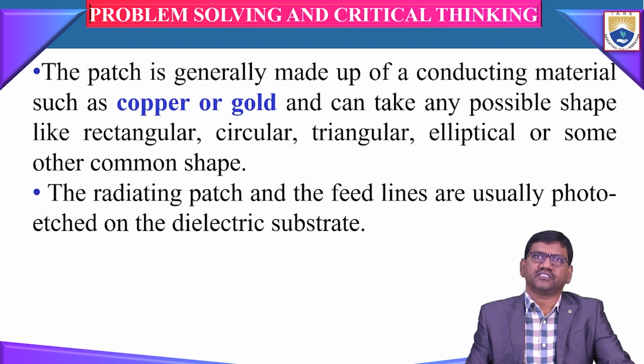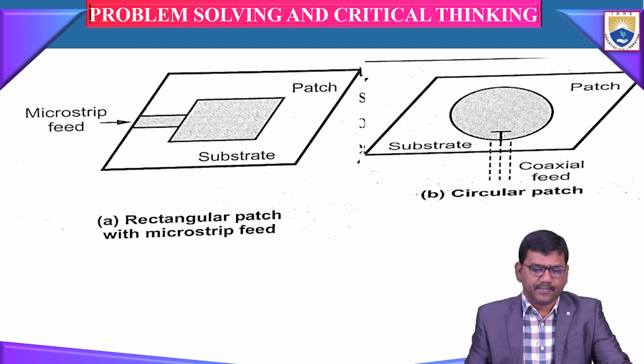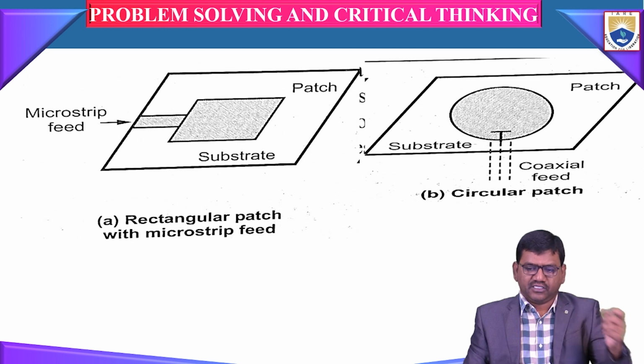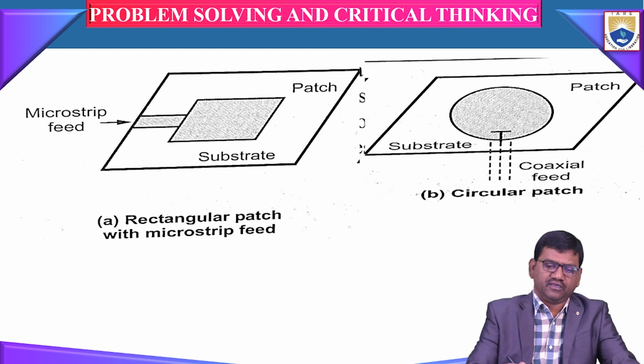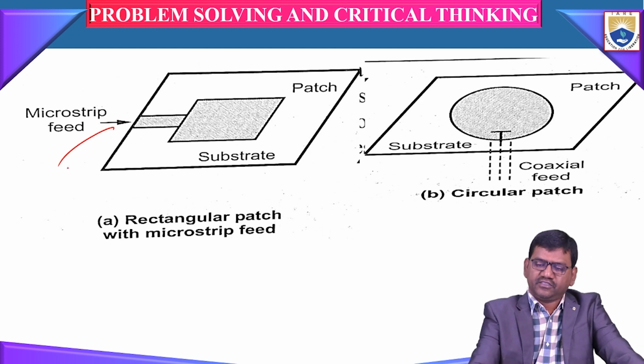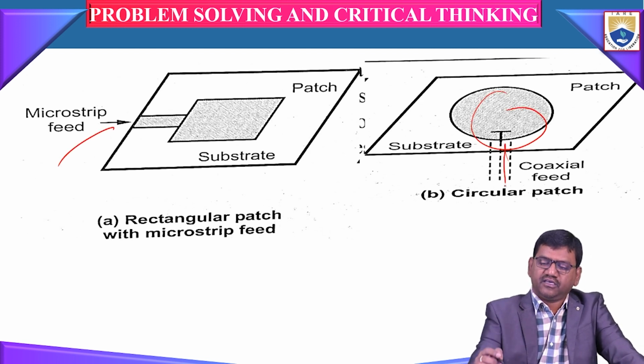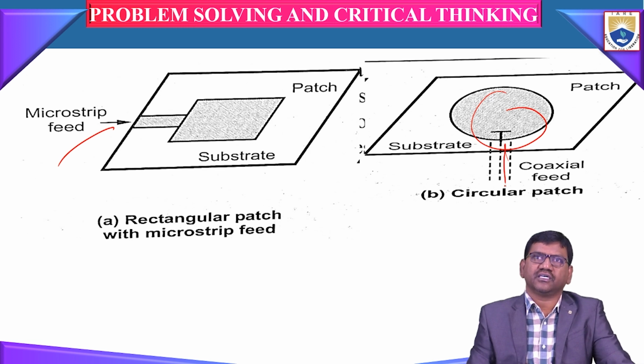Generally these patches are manufactured by means of copper or gold. These are the different designs of the rectangular patch and the circular patch. Here for a rectangular patch we are using a microstrip feed line. For a circular patch we are using the coaxial feed line or coaxial cable. A small coaxial cable is attached to the substrate.